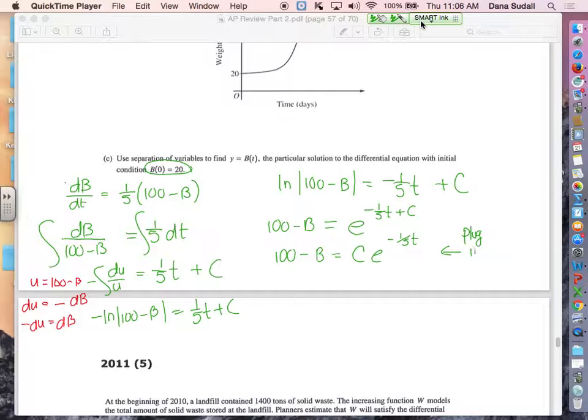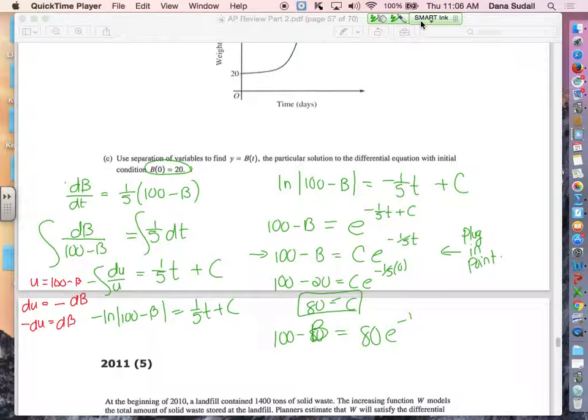So if you haven't done so yet, now you would plug in your point. So my b value was 20, and my t value was 0. So this on the right-hand side here is e to the 0, which is 1. We get a constant of 80. So if I plug that back into my equation, 100 minus b equals my c value 80, e to the -1/5 t. And then we'll just get the b by itself. So b equals 100 minus the 80 e to the -1/5 t.